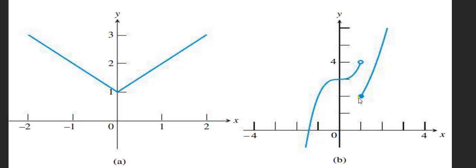However, it's not continuous at B. It's disconnected. Therefore, you cannot apply mean value theorem.